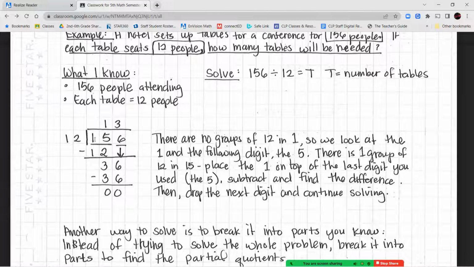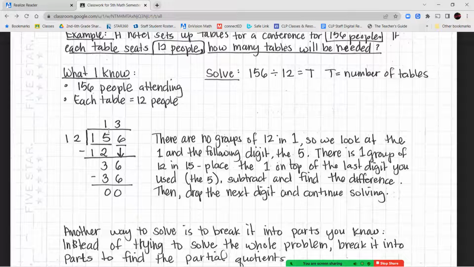So if you look at how many groups of 12 are in 15, you know, there's one group. So you're going to subtract off the 12 and you're going to have 3 left over, then you'll drop your 6. Now you have 36 this way. Now 12 goes into 36 3 times evenly. So 12 times 3 is 36. We subtract it off and we get a quotient of 13.